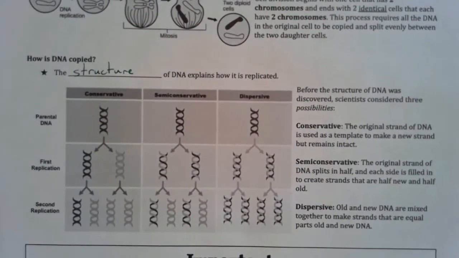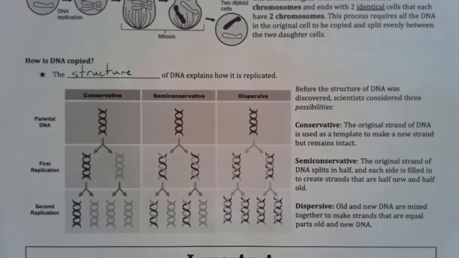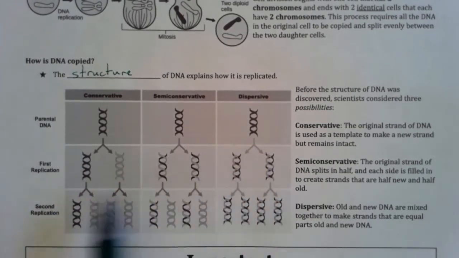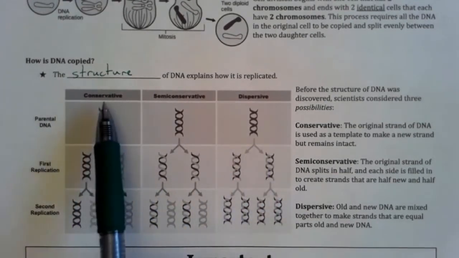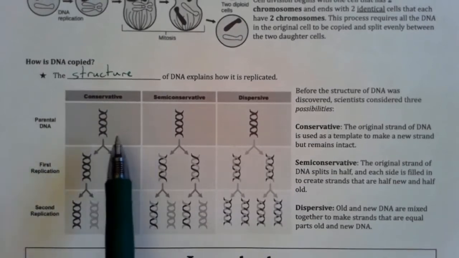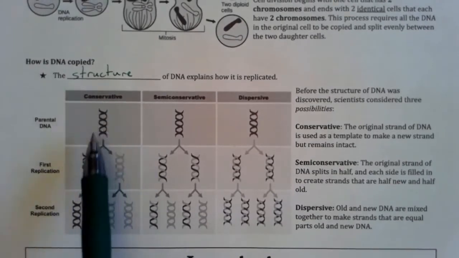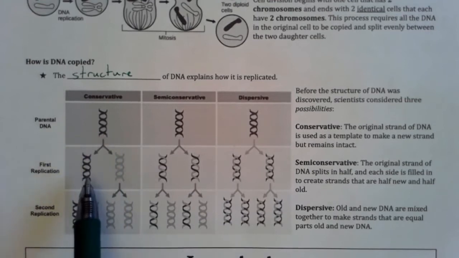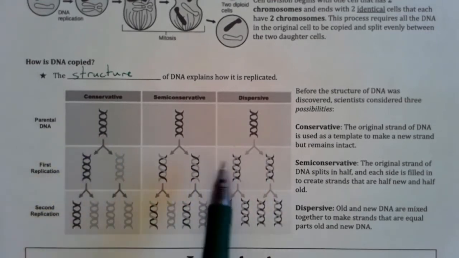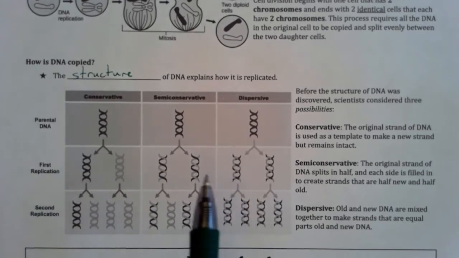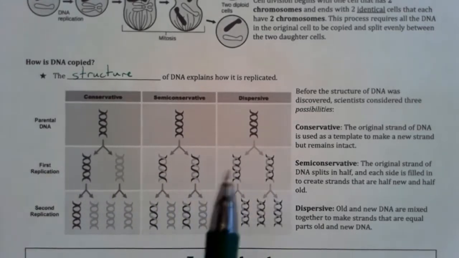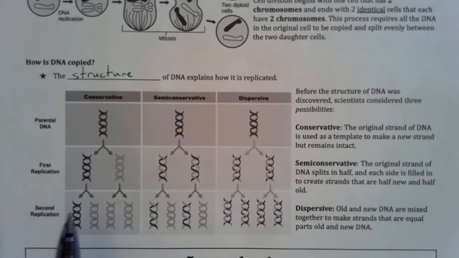Before they had done all the science and all the experiments to show how DNA was actually copied, there were different ideas as to how that might work. And those are the three models you can see here. Remember, these are just ideas. Only one of these three is actually right. You probably already know which one if you read the title of the notes, but if you can understand why the other ones are wrong, that'll help you remember which one is right.